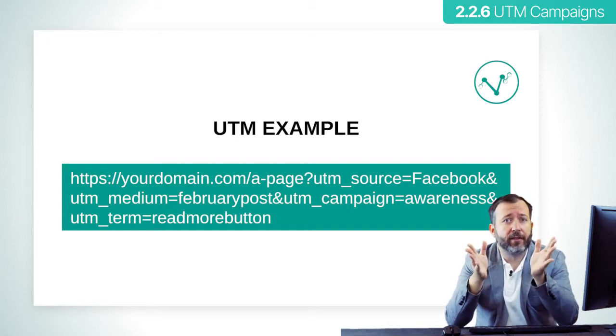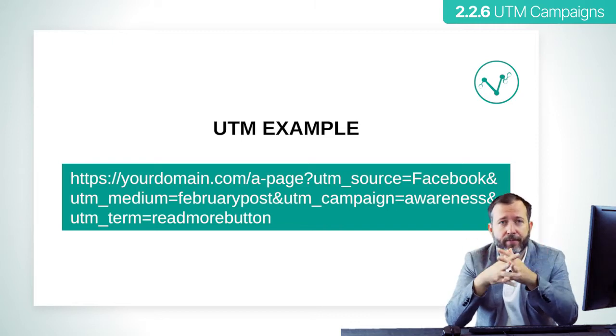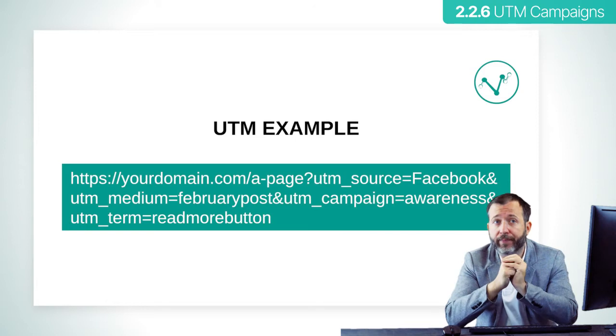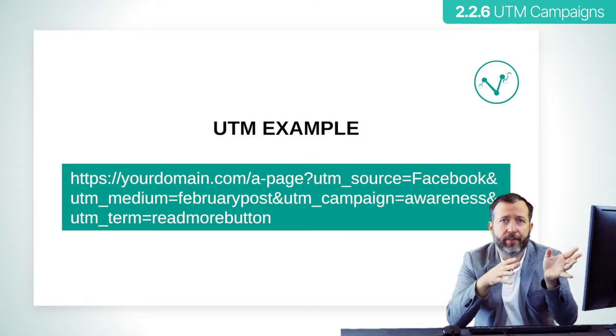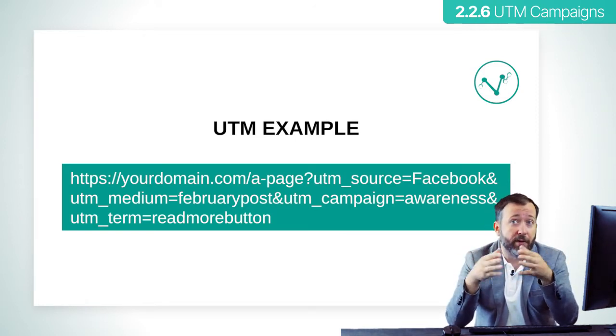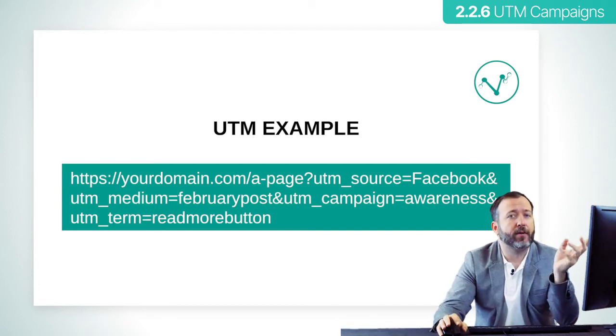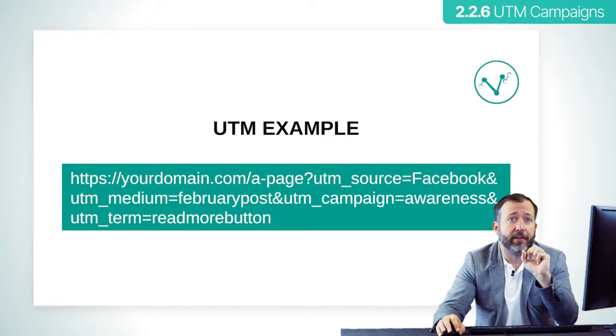You have some content at https://yourdomain.com, a page that was visited when this link was clicked. The click came from Facebook, from a post you published in February, as part of your strategy to raise awareness. Also, the referral came by the click of the Read More button in the post. I can get all this information just by reading the URL.